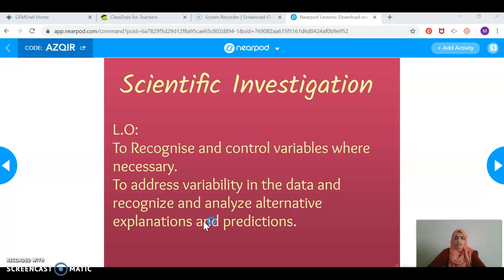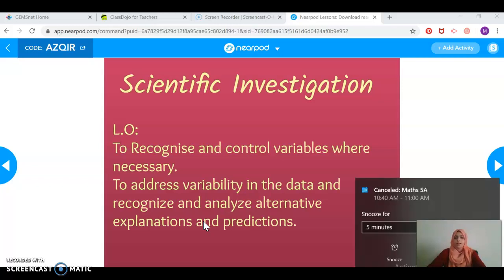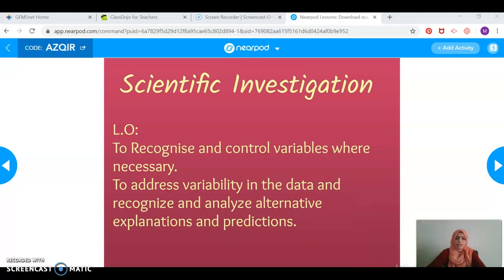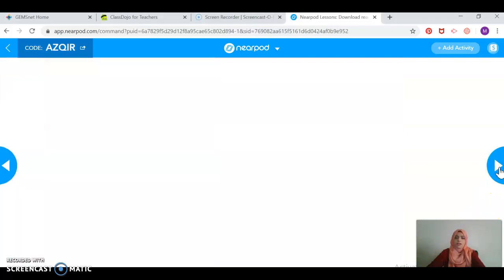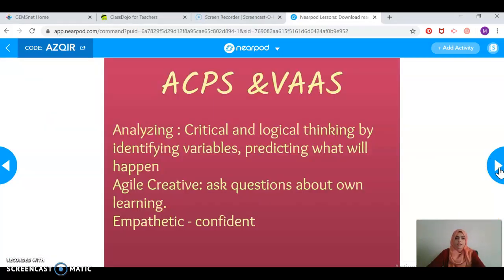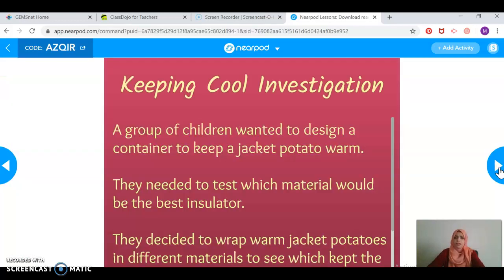Our learning objective is to recognize and control variables wherever necessary. You'll be reading the observation table, recognizing and making predictions. The VA we will be using today is critical and logical thinking, because you are going to identify the variables and predict what will happen in the investigation. And the VA would be more empathetic, because you will be more confident in reading the investigation and identifying variables.